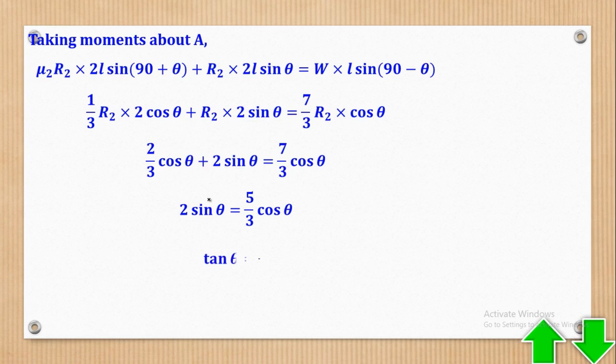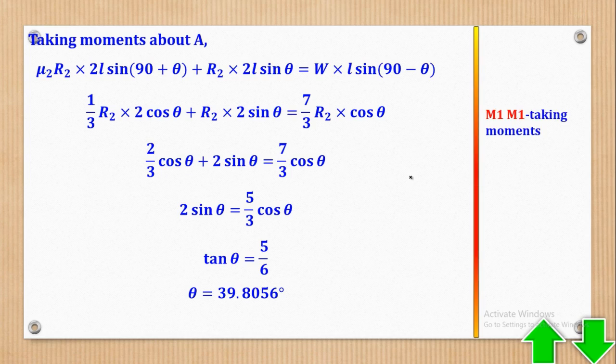The next is to take this cos this side, dividing. When I divide sine theta by cos theta, I'll come up with tan theta. Then when I take this one this side, I'll come up with 5 over 6. Now next is to use the calculator to come up with the value of theta, and that will be 39.8056 degrees. So basically that was the inclination they wanted.